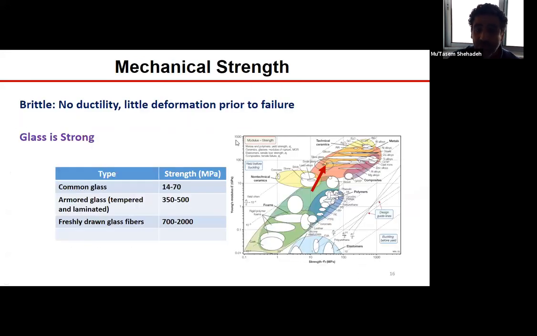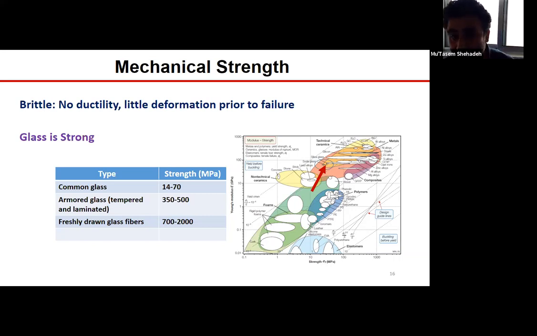With this, I can move now to the second type of mechanical properties that are of interest to us, which is strength. Now, when we mention glass, the first thing that will come to us is that glass is brittle. It does not show any ductility, which means that it fractures with very little deformation.